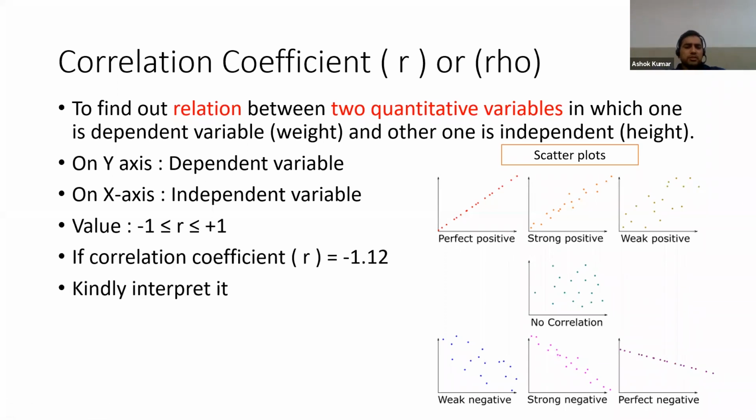If the correlation coefficient is, suppose, minus 1.12, kindly interpret it. We have already discussed that. The range of R is from -1 to +1. So minus 1.12 is a wrong calculation of R. This is the interpretation. We have to remember R is always between -1 and +1, not below -1 and not more than +1.